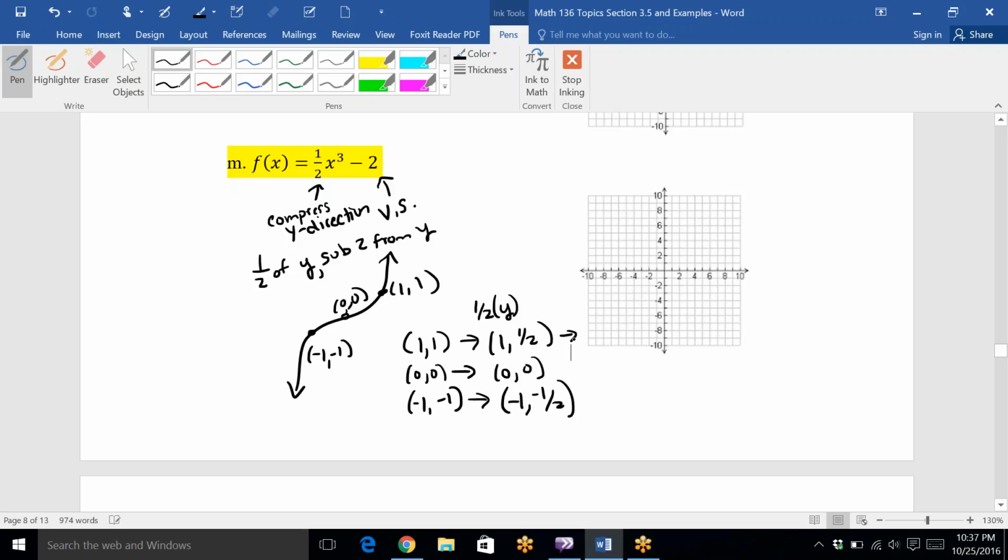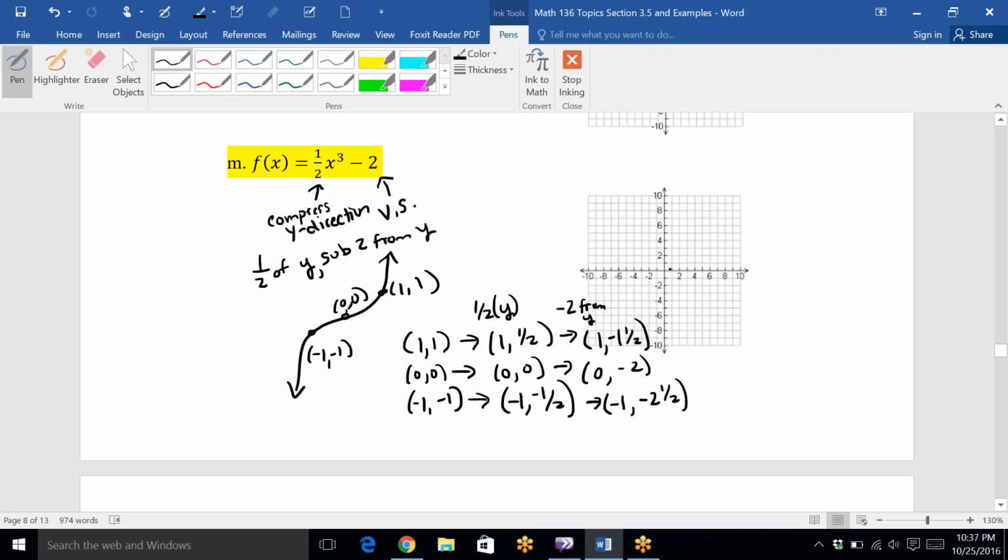The next step I'm going to do is I'm going to subtract 2 from y. So that would make this 1, -1.5. -1.5. This next guy would be 0, -2, because subtracting 2 from 0 actually does something. And this one would be -1 and then -2.5.